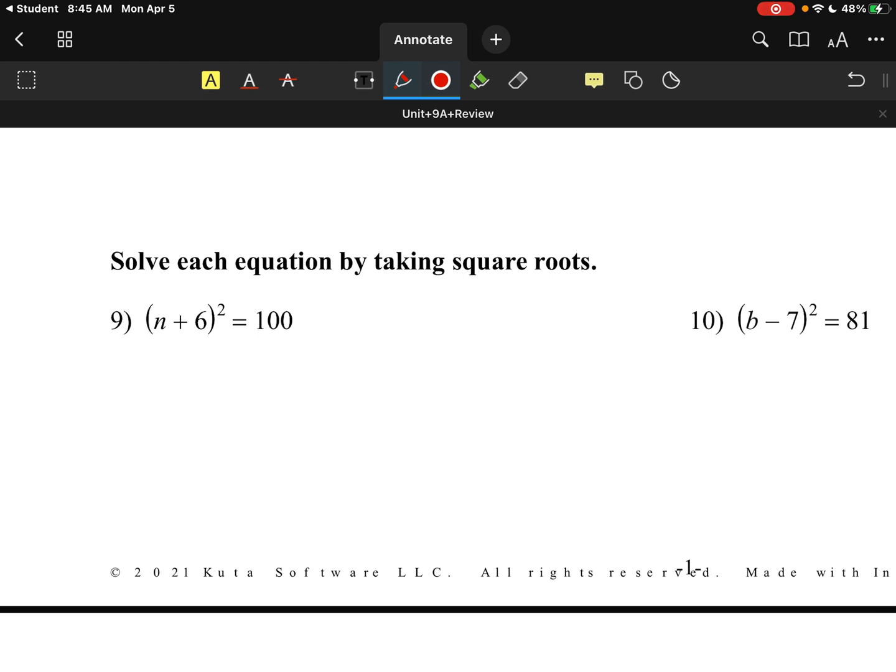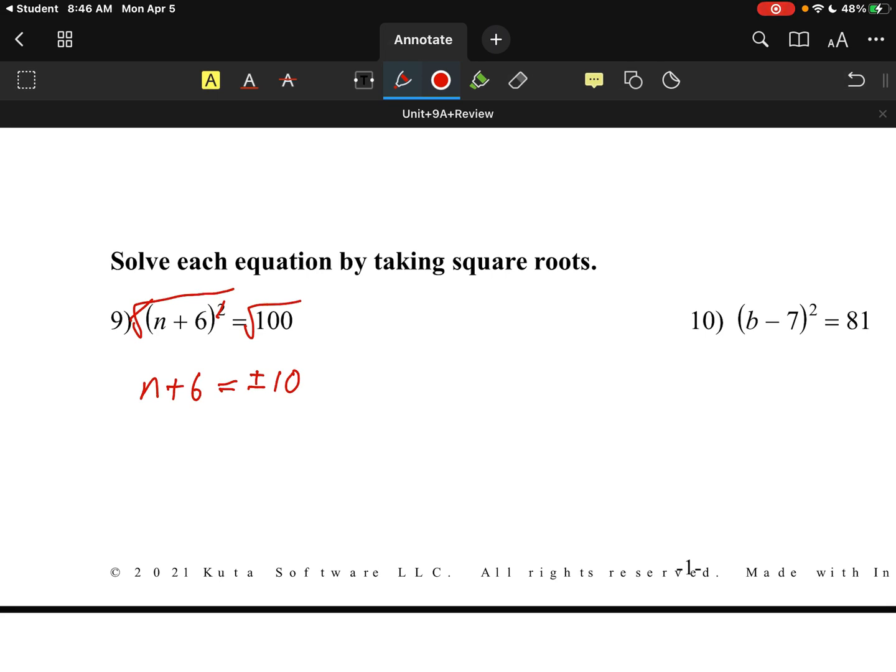Solving by square root. In this case, remember square root is the opposite of something squared. The square is by itself already, so you're going to take the square root of this whole thing, and it's going to cancel out the square. If you do something to one side, you do it to the other. So you square root 100. Over here, you're just left with n plus 6, and then here you have a plus and a minus 10.